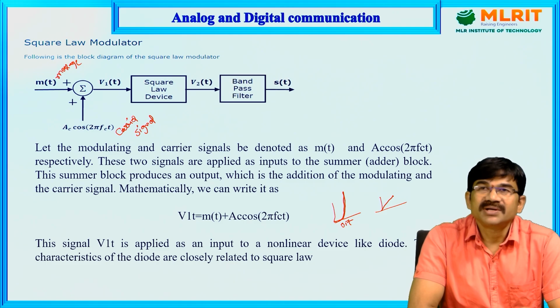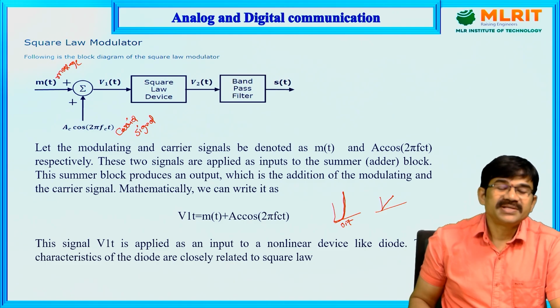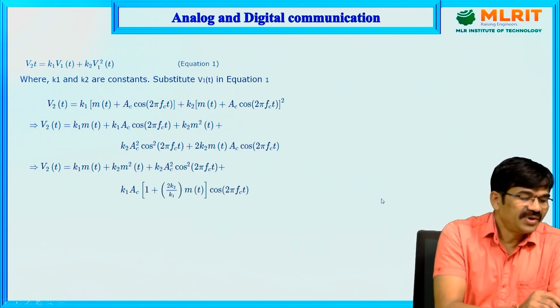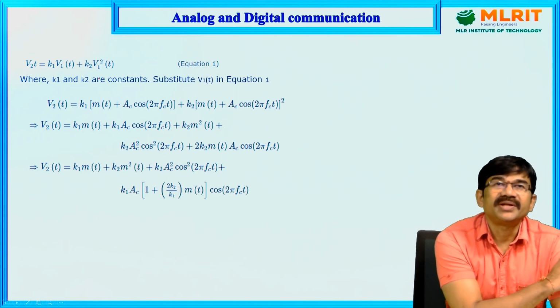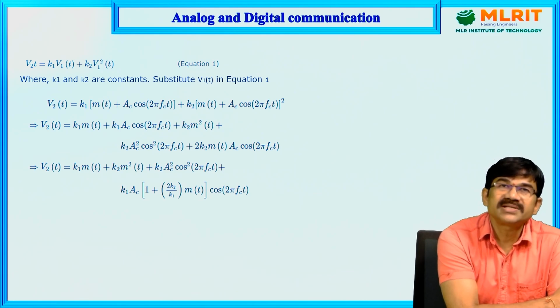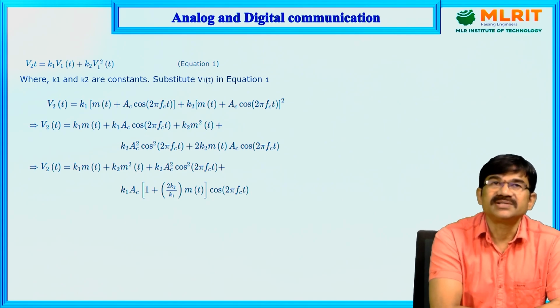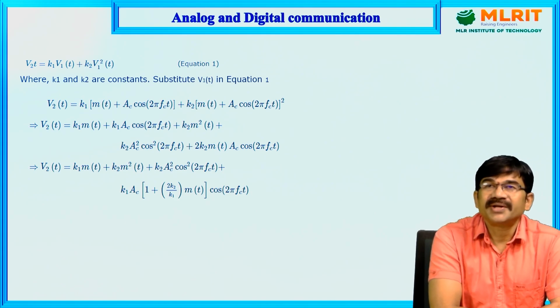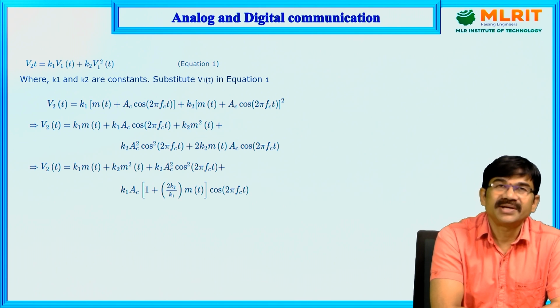The output of the square law device is in the form V2 of t, which is K1 V1 of t plus K2 V1 square of t plus K3 V1 cube of t, and so on. So the square law characteristics are V2 of t equals K1 V1 of t plus K2 V1 square of t, and so on; n number of harmonic components exist. Here K1, K2 are constants.